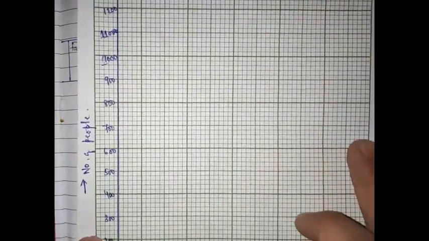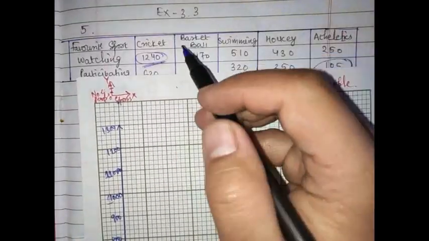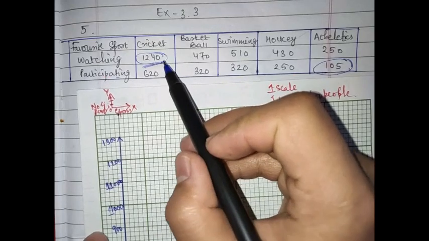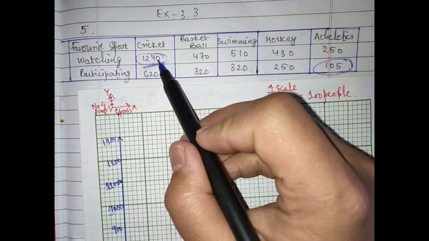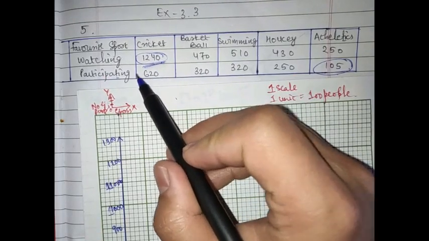First and foremost is cricket. The number of people who are watching is 1240 and the number who are participating is 620.